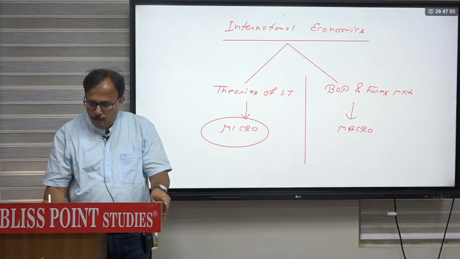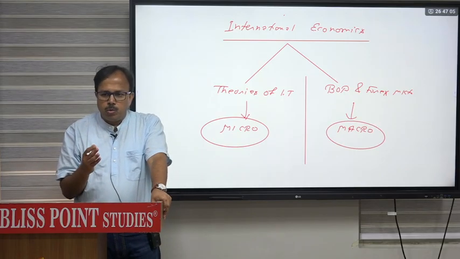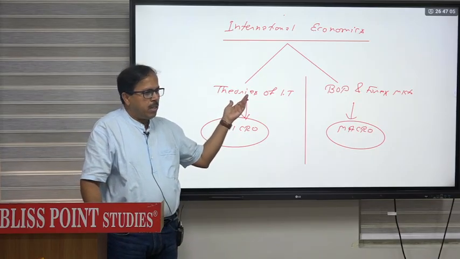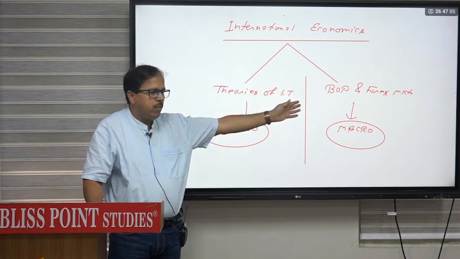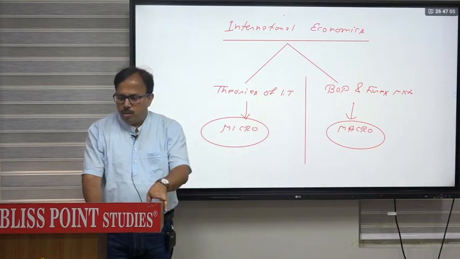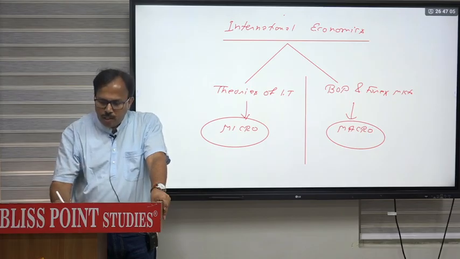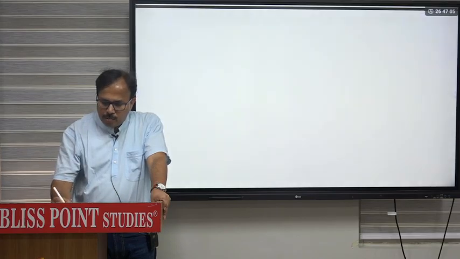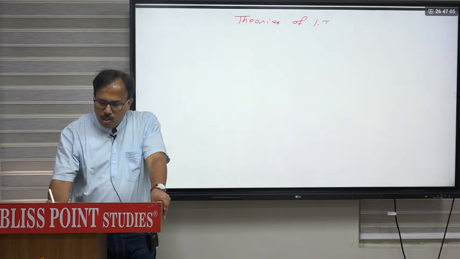It is a difference of approach. So we can divide this international economics into two sections. In the initial section, I think you will take 10 plus lectures to complete the theories of international trade, and about 8 to 10 for balance of payment and the foreign exchange market. So we can do it in two different parts. Initially, we start with the theories of international trade.